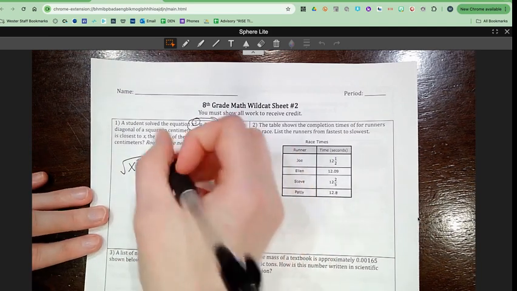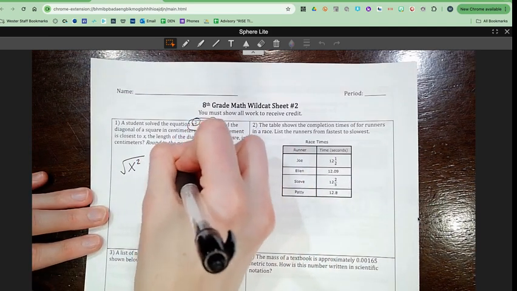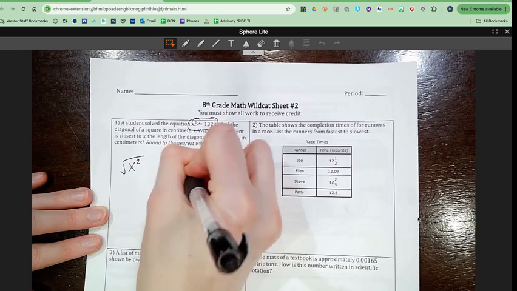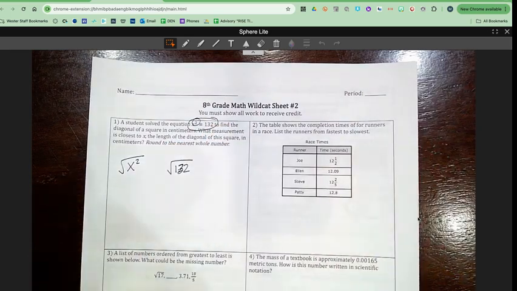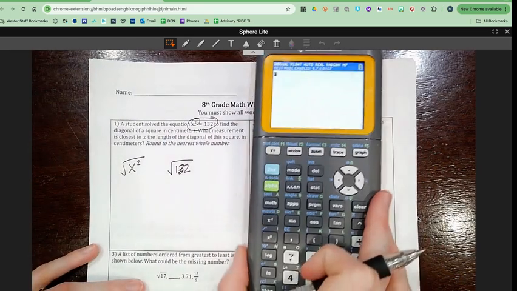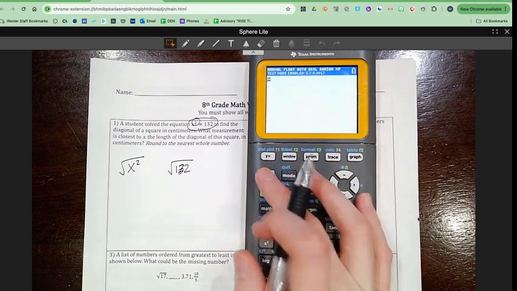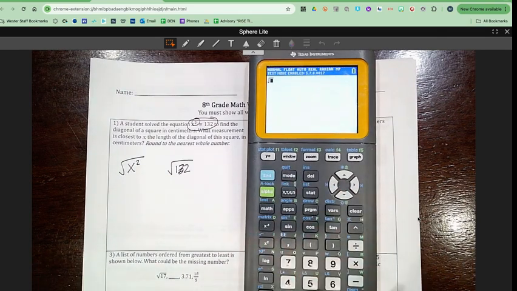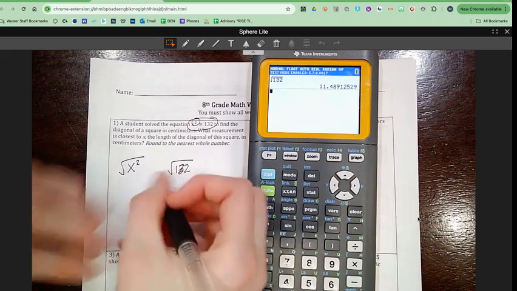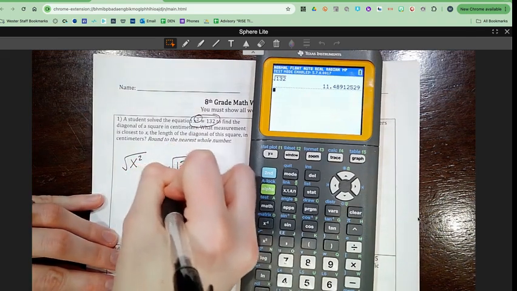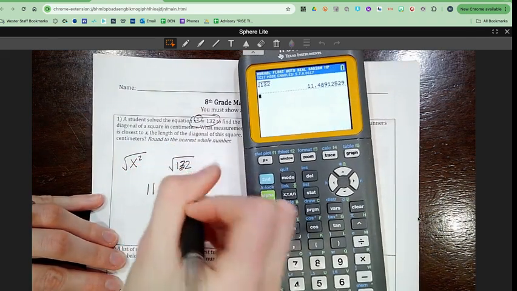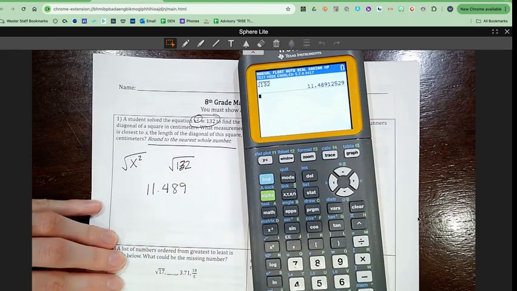So in this case, I'm going to take the square root of 132. With your calculator, you would be doing second x squared to get the square root sign, 132. So this becomes 11.489. And it says round to the nearest whole number.